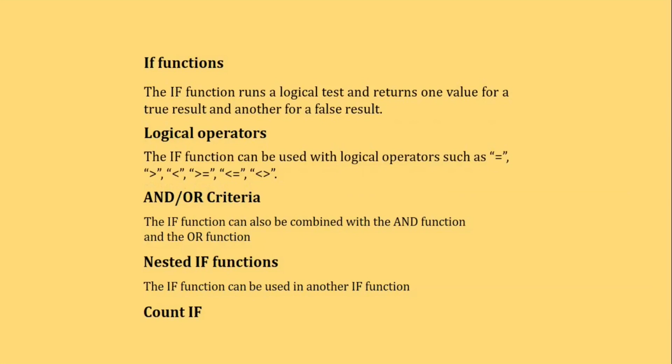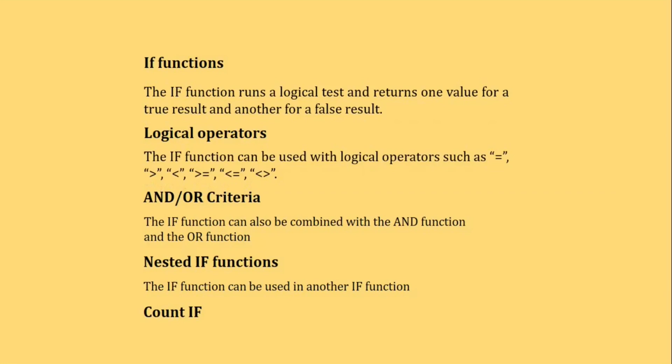Basically, the IF function dey run a logical test, and e go return one value for true result and another value for false result. For example, maybe pass mark na above 50, and those wey get below 50 na fail. So you fit use IF function to automate your result, make e assign pass to anybody wey get over 50, and make e assign fail to anybody wey get below 50.